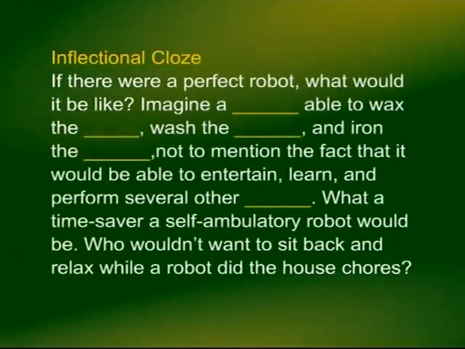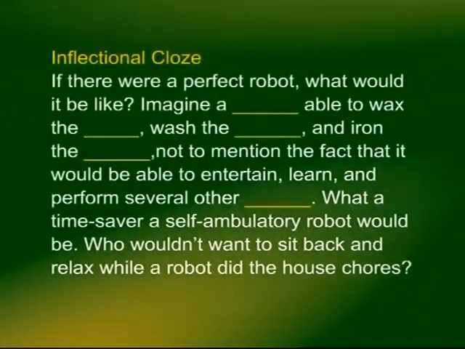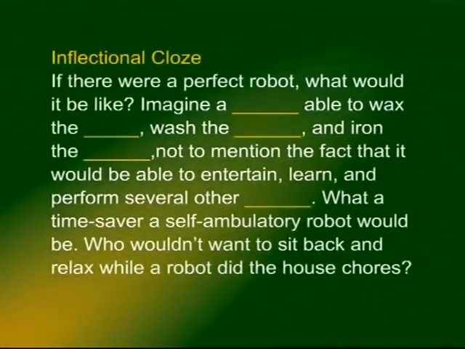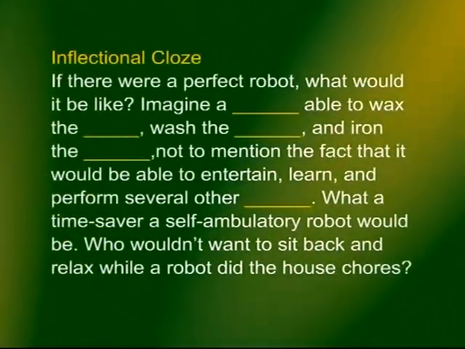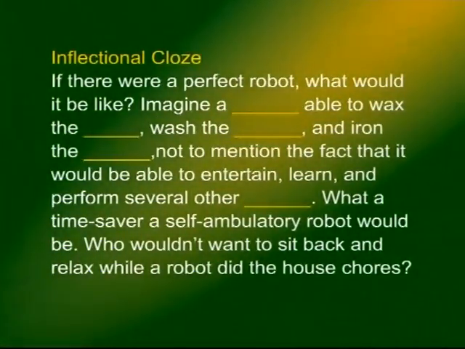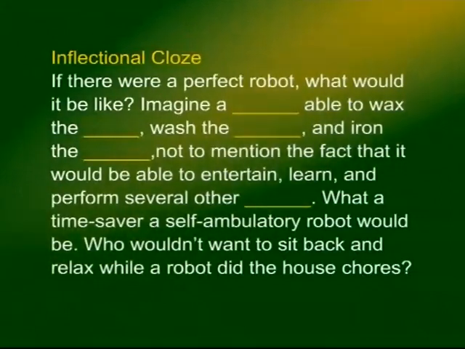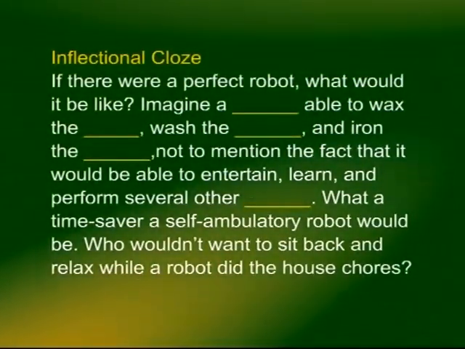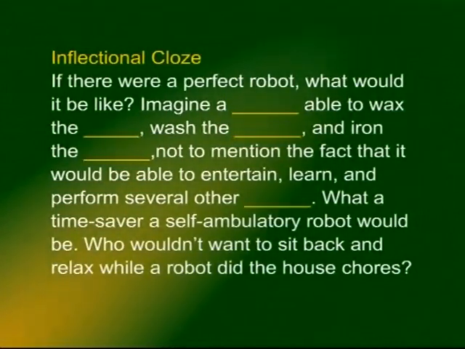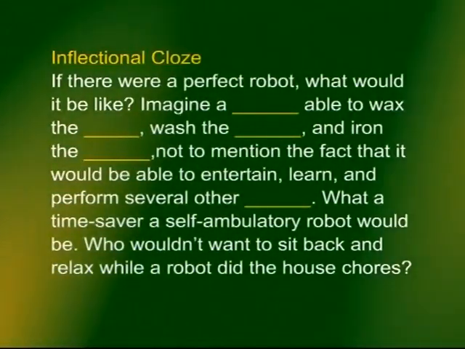Now, read the passage on your screen. At one glance, the first sentence, and you know what it's about. If there were a perfect robot, what would it be like? Imagine, and you've got the next word, the word is machine.